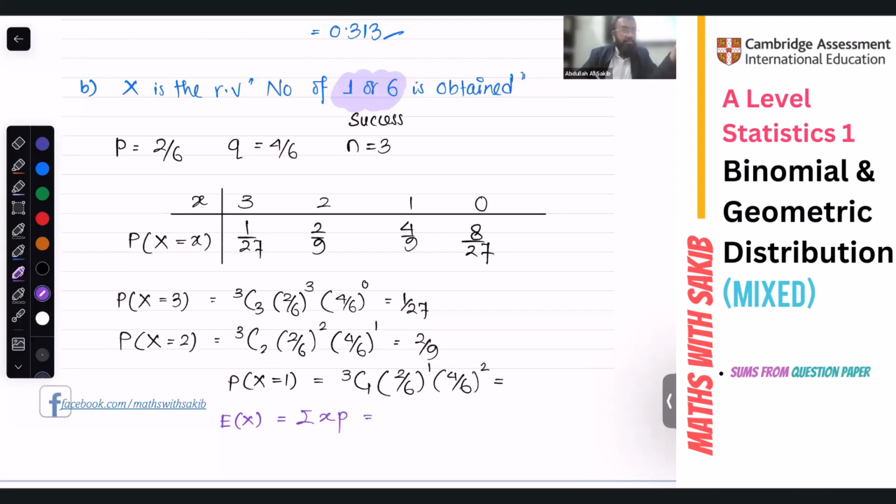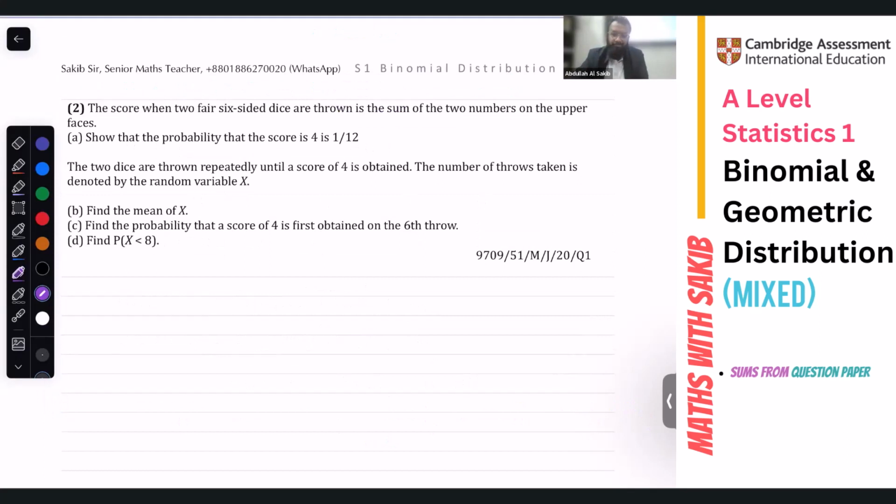So this is a math for probability distribution. Clear? Because we are calculating how many successes were there out of 3 throws. So the sum of xP will be 3 times 1 by 27 plus 2 times 2 by 9 plus 1 times 4 by 9 plus 0 times 8 by 27. So 3 by 27 plus 4 by 9 plus 4 by 9. So it's basically 1. This is not the probability. This is a mean, expected mean. Clear? Okay, question number 2.